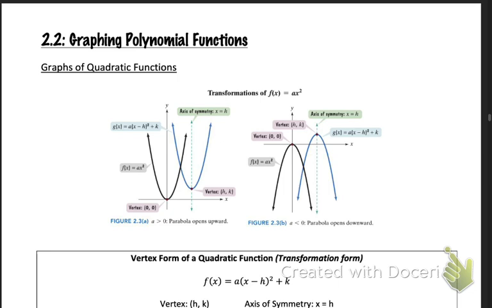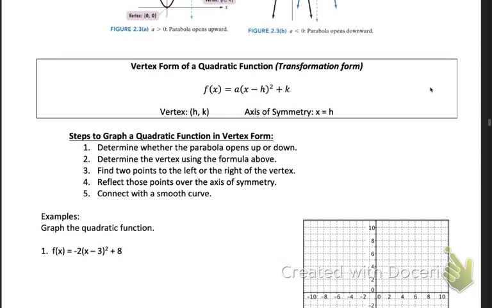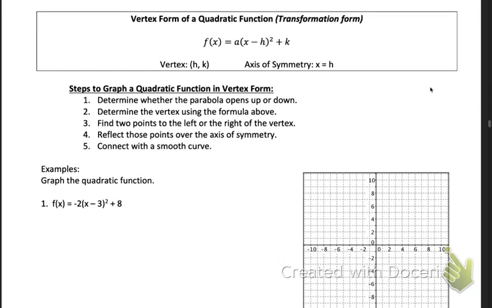So we're going to look at the two different forms of a quadratic. The first one is vertex form, and this is the one where we can see all of the transformations. A is going to be a vertical stretch or shrink, h is going to be your horizontal translation, and k is going to be your vertical translation. So the parent function has a vertex at (0, 0), so it makes sense that if I shift it h units and k units left, right, up, down, my vertex is now going to become (h, k). The axis of symmetry is going to go through that vertex, so it's always going to be x equals h.